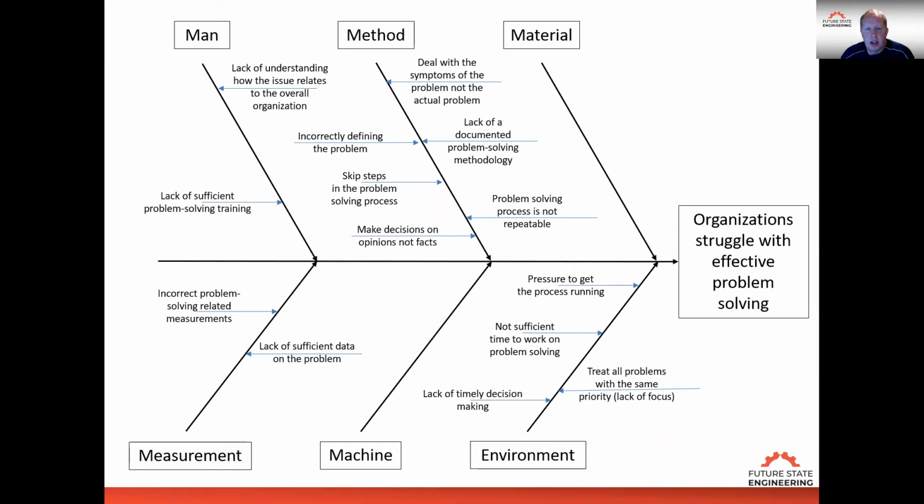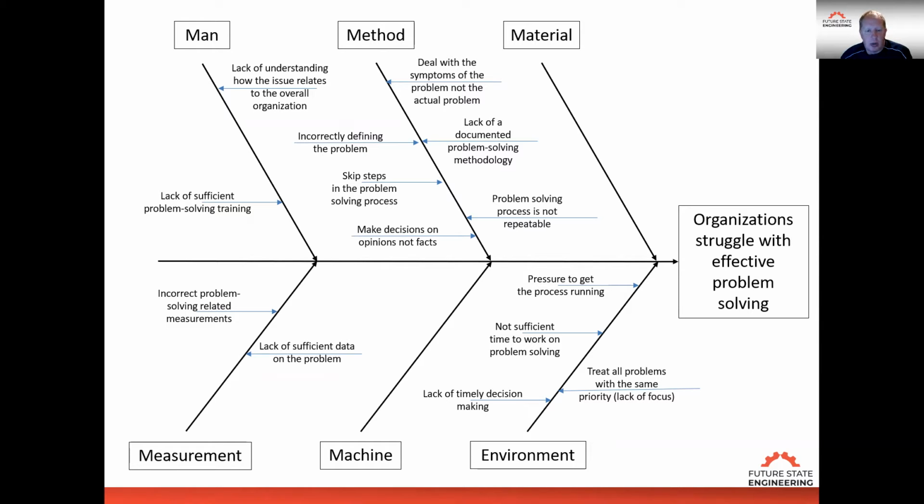In the last session, we started talking about why organizations struggle with effective problem solving. And so we took that problem statement and we developed a cause and effect diagram to identify what are the different potential causes that create this problem of being able to do effective problem solving. So the next step in the process is to take this and decide which is the most relevant factor.